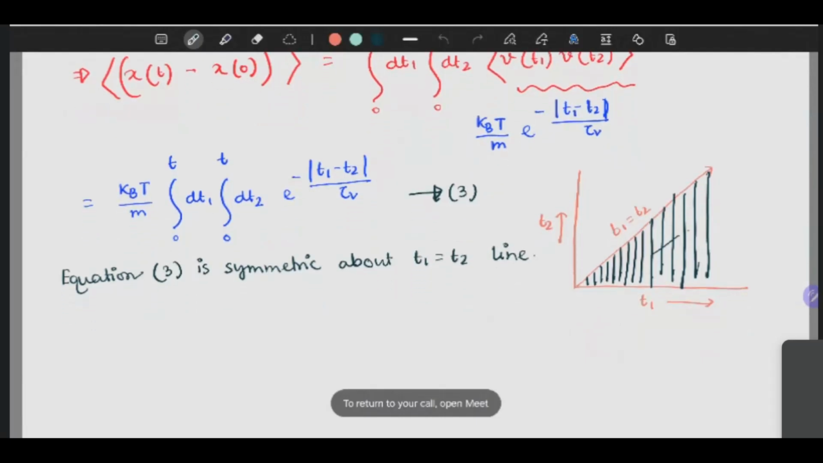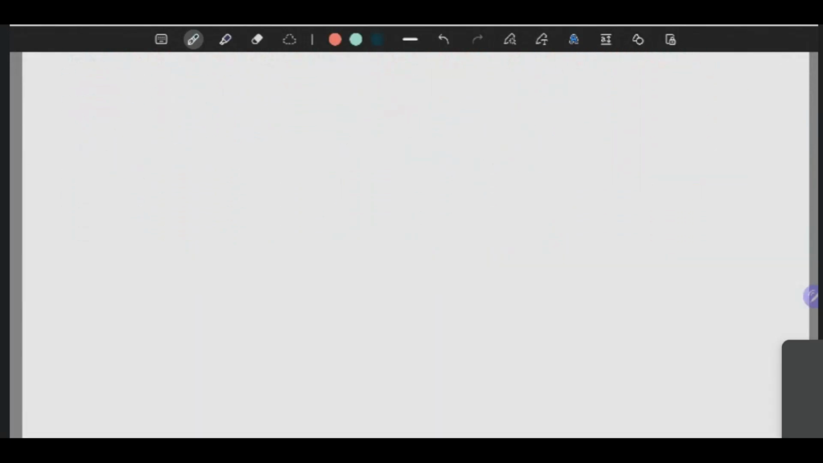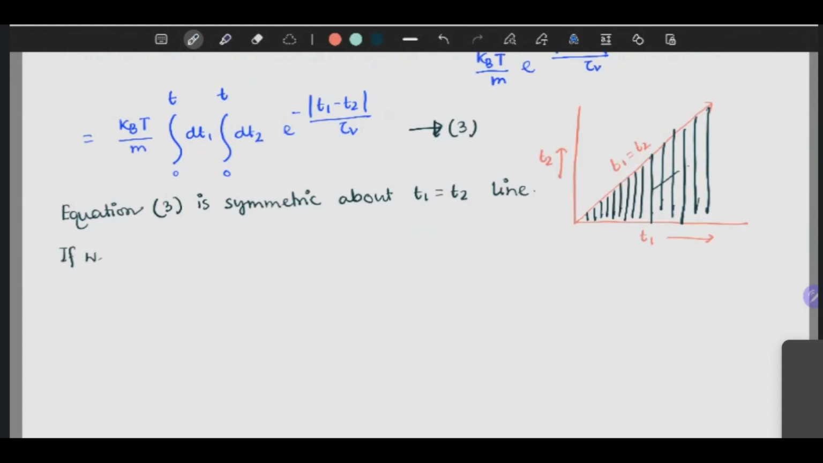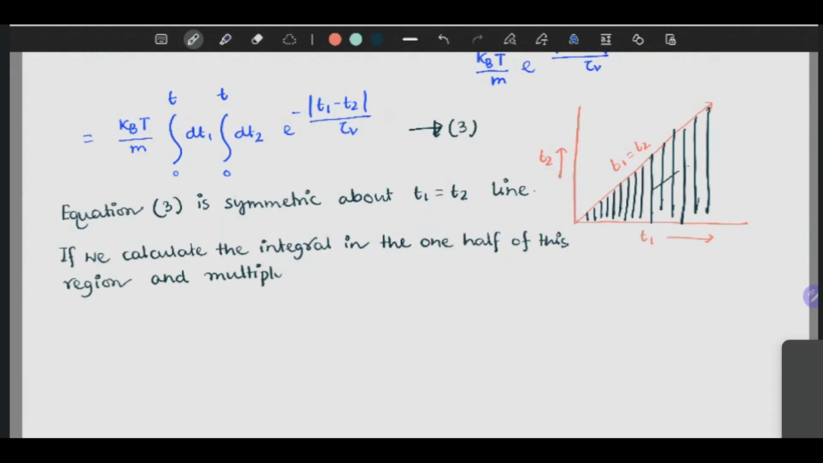So you can get here. So now we have to do this line. So if we calculate the integral in one half of this region and multiply it with a factor of 2, then we will eventually evaluate the integral.